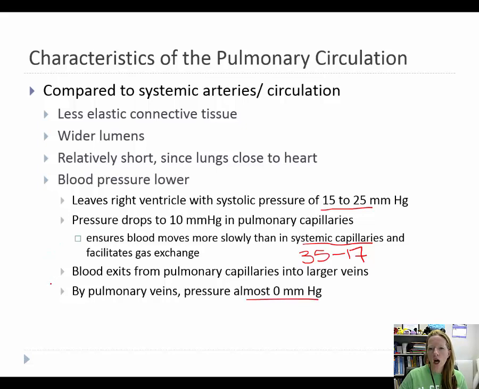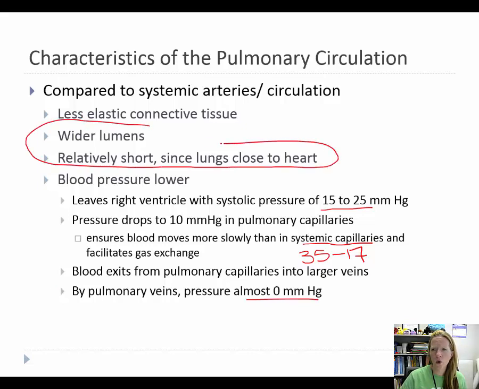Let's talk about what causes this pressure to be lower. There is less elastic tissue, connective tissue here in the pulmonary vessels. But these are a couple of things I want to focus on because we've been concentrating on this whole resistance, pressure kind of thing. Here in the pulmonary circulation, in these vessels of the pulmonary circulation, you have wider lumens. Nice big giant straw to drink your milkshake, right? That is going to decrease resistance, which helps lower blood pressure.